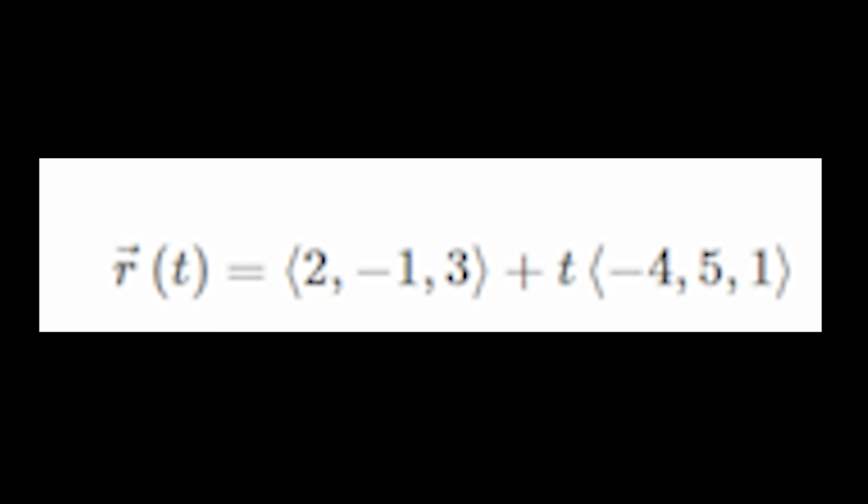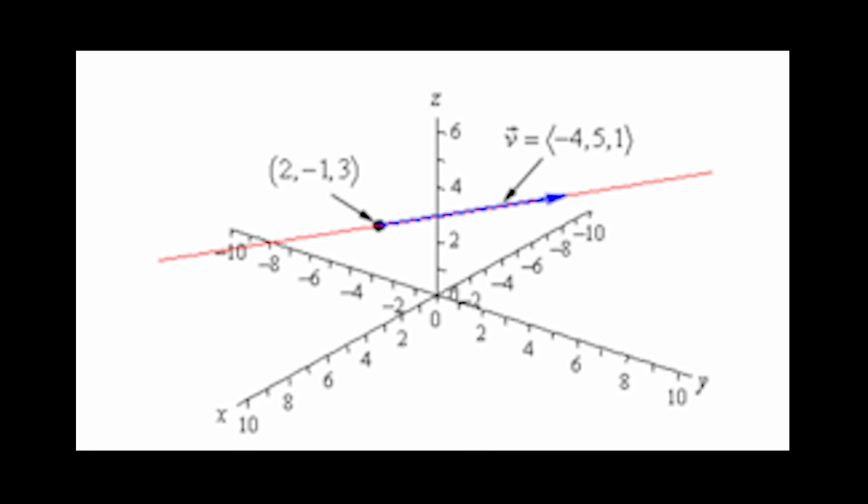So when you're in this form, you can see that the equation of the line goes through the point (2, -1, 3), and it's also parallel to another vector, which is <-4, 5, 1>. So here's what the vector is supposed to look like at the end. It's going to be a three-dimensional graph where you're not bounded by just x and y. You're going to have components of z as well, which makes it three-dimensional.